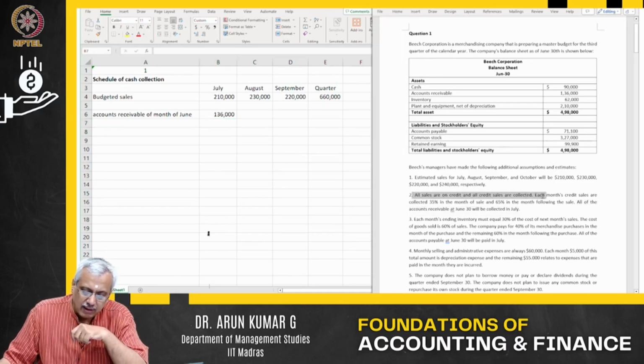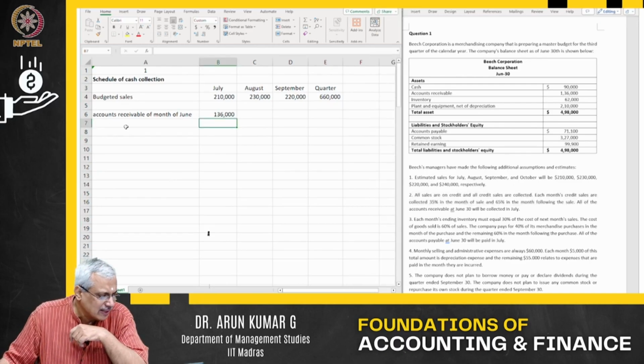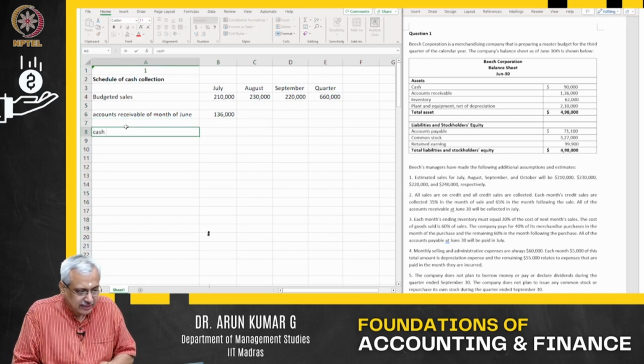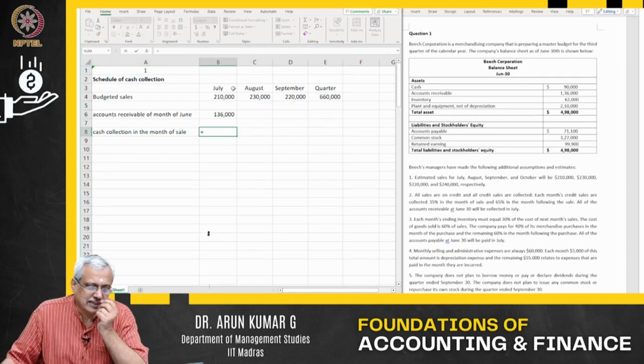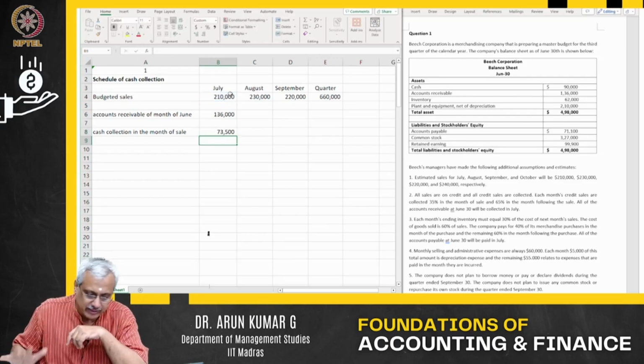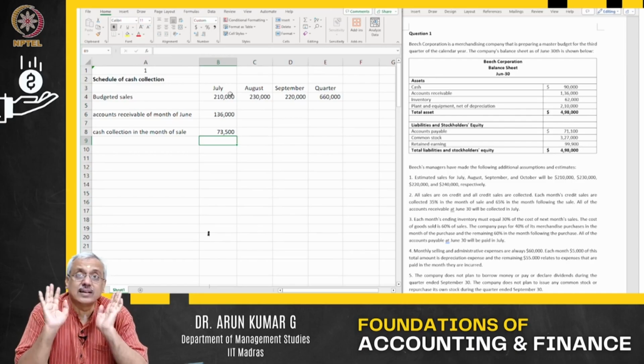Further it says, all sales are credit sales. Each month's credit sales are collected 35% in the month of sale, 65% in the following month. So, what is going to be the cash collection in the month of sale? The sale is 2,20,000 in the month of July. What is the percentage you are going to collect in July? 35%. 35% of it you are going to collect in July itself.